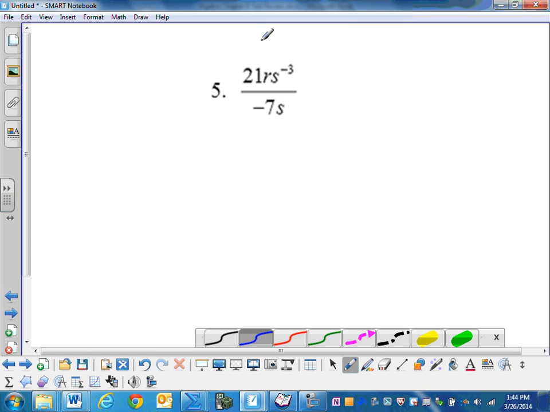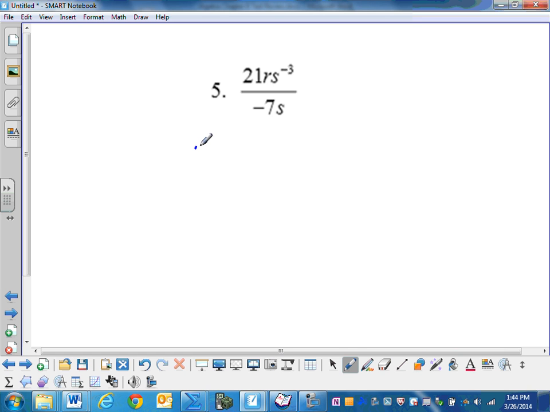So this is 2 over f to the 3rd, g to the 5th. So here we have 21r s to the negative 3 divided by negative 7s. There's no parentheses or powers to raise, but there is a negative. So I'm going to go ahead and rewrite that. I'm going to move the s to the 3rd to the bottom. Now 21 over negative 7 is a positive 3, r over s to the 4.